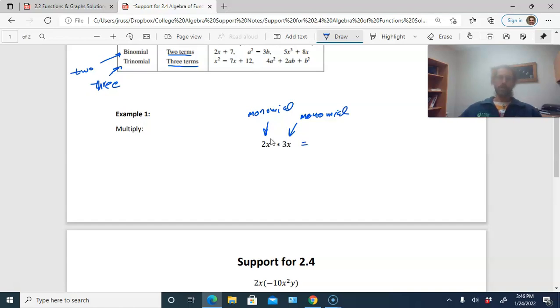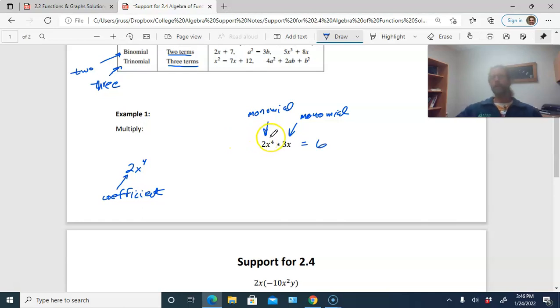So the way you multiply these is you're going to multiply the coefficients first. So you think back, I know I've mentioned this, the coefficient, guys, is the number that's in front of the variable. Okay? So the coefficient of the first term is 2, and the coefficient of the second term, or the second monomial, is 3. So you're going to multiply 2 times 3, and that's going to give us 6.